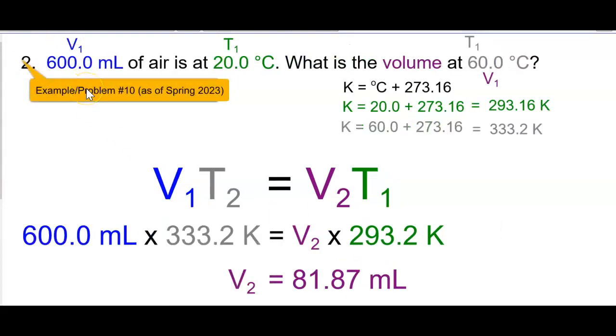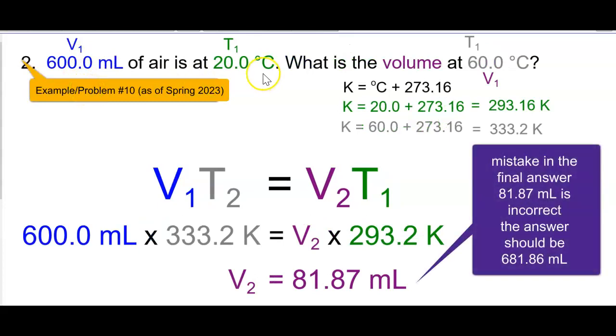In this problem, we have 600 milliliters at 20 degrees Celsius. What is the volume when it's 60 degrees Celsius? So we got to convert both of them into Kelvin. Remember, every temperature must be converted into Kelvin. No options here. So I got 393.16, and this technically should be 2 sig figs wise, but either way would work. And so then I'm going to plug in 600 milliliters and 333.2 for my T2.